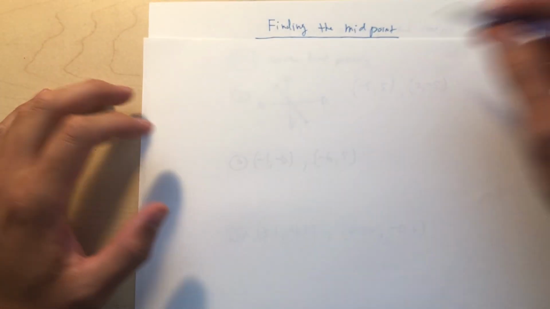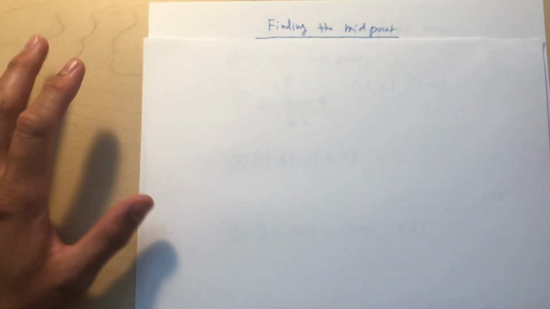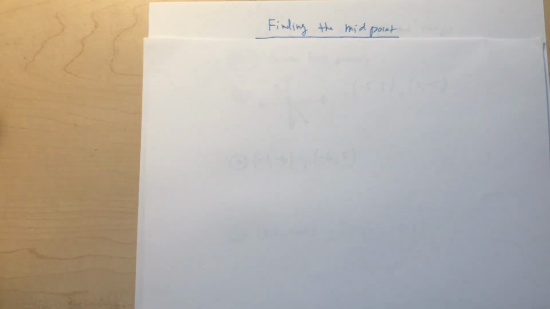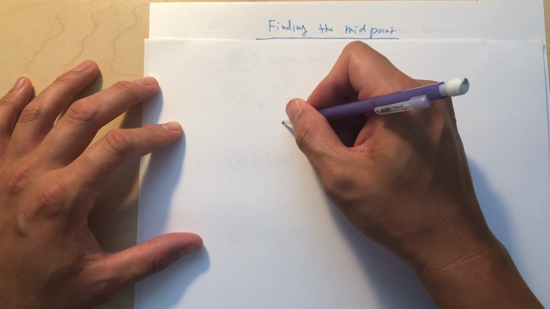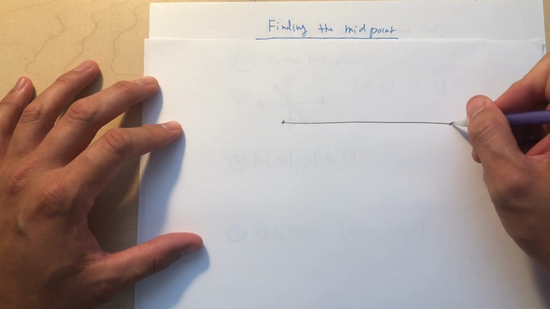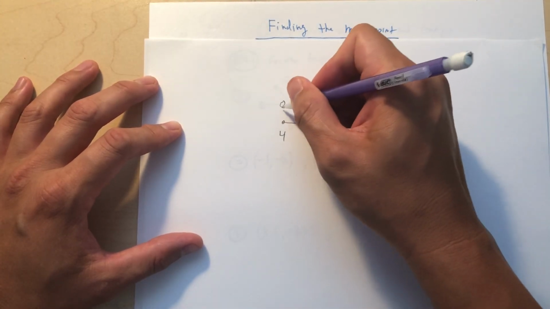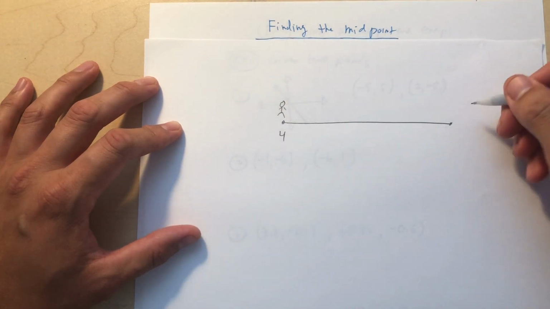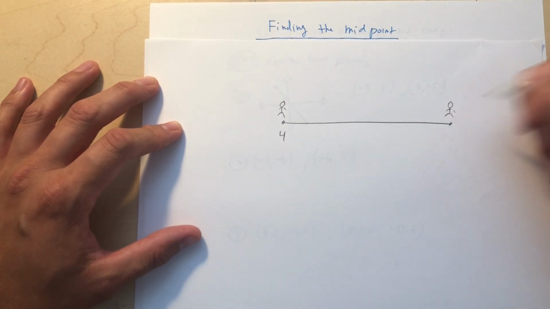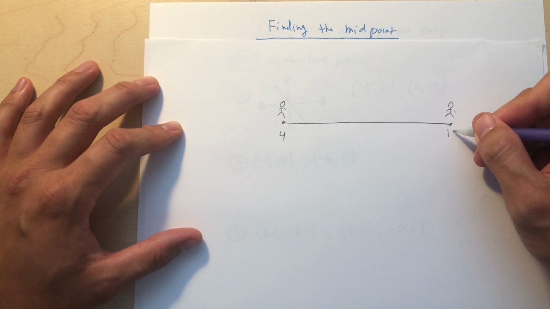And today we're going to find the midpoint of a line, okay? So sort of like if you are standing on a number line and you're right over here, and let's just say 4, that's where you are. And then your buddy is over here, and let's say your buddy is, I don't know, let's say 16.